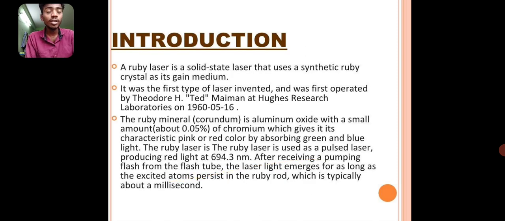Introduction. A Ruby laser is a solid-state laser that uses a synthetic ruby crystal as its gain medium. It was the first type of laser invented and was first operated by Theodore H. Maiman at Hughes Research Laboratory in 1960.